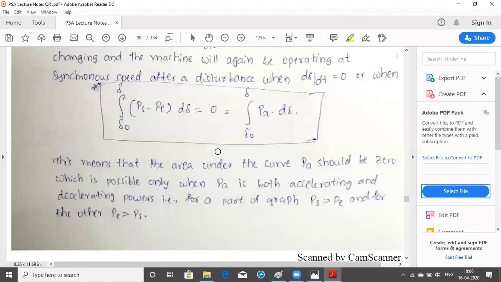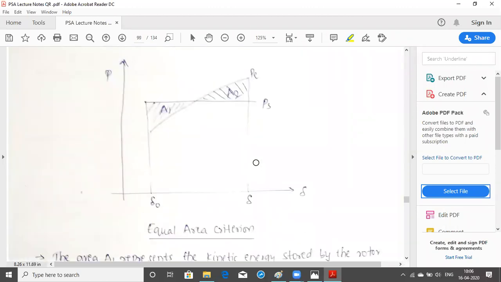The same thing is explained here, but I have drawn it in a different curve. You see here, area A1 and area A2. In area A1, what happens? PS is greater than PE. In area A2, PE is greater than PS. In this case, PS is greater than PE. In this case, PE is greater than PS. Therefore, if these two areas are equal, then we call this the equal area criteria method.